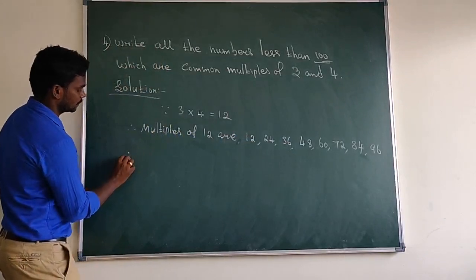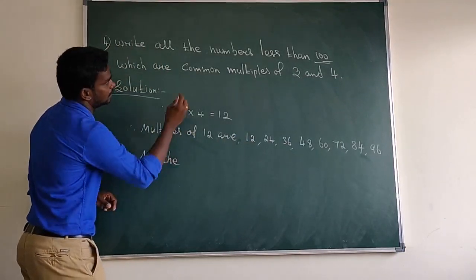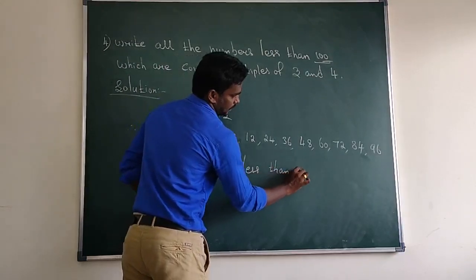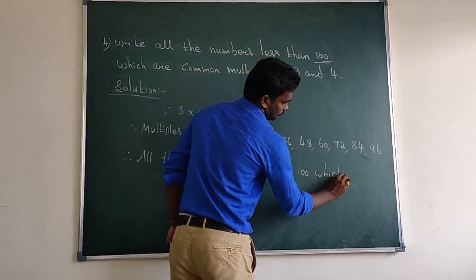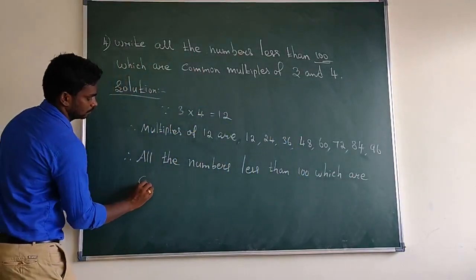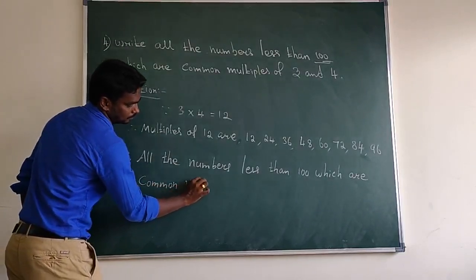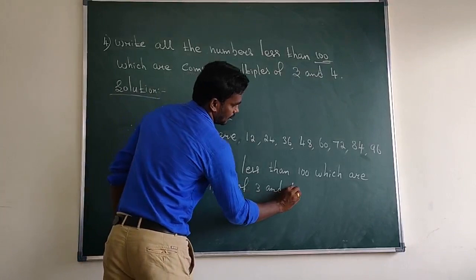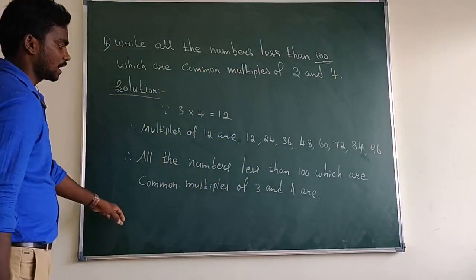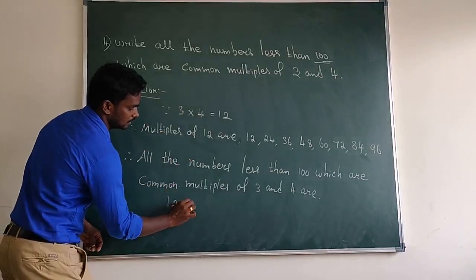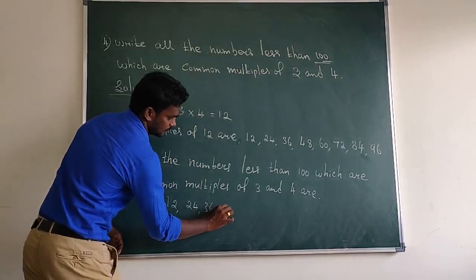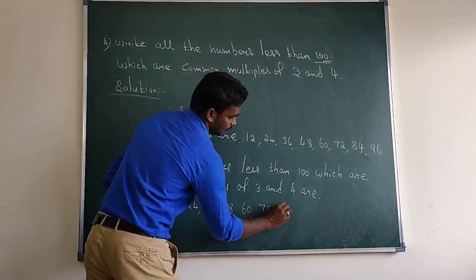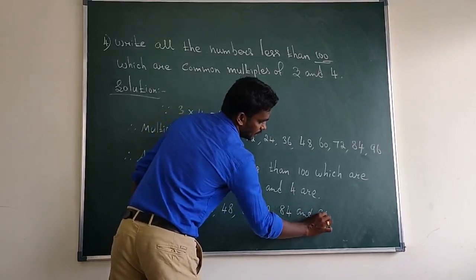Therefore, all the numbers less than 100 which are common multiples of 3 and 4 are, what are the numbers? 12, 24, 36, 48, 60, 72, 84 and 96.